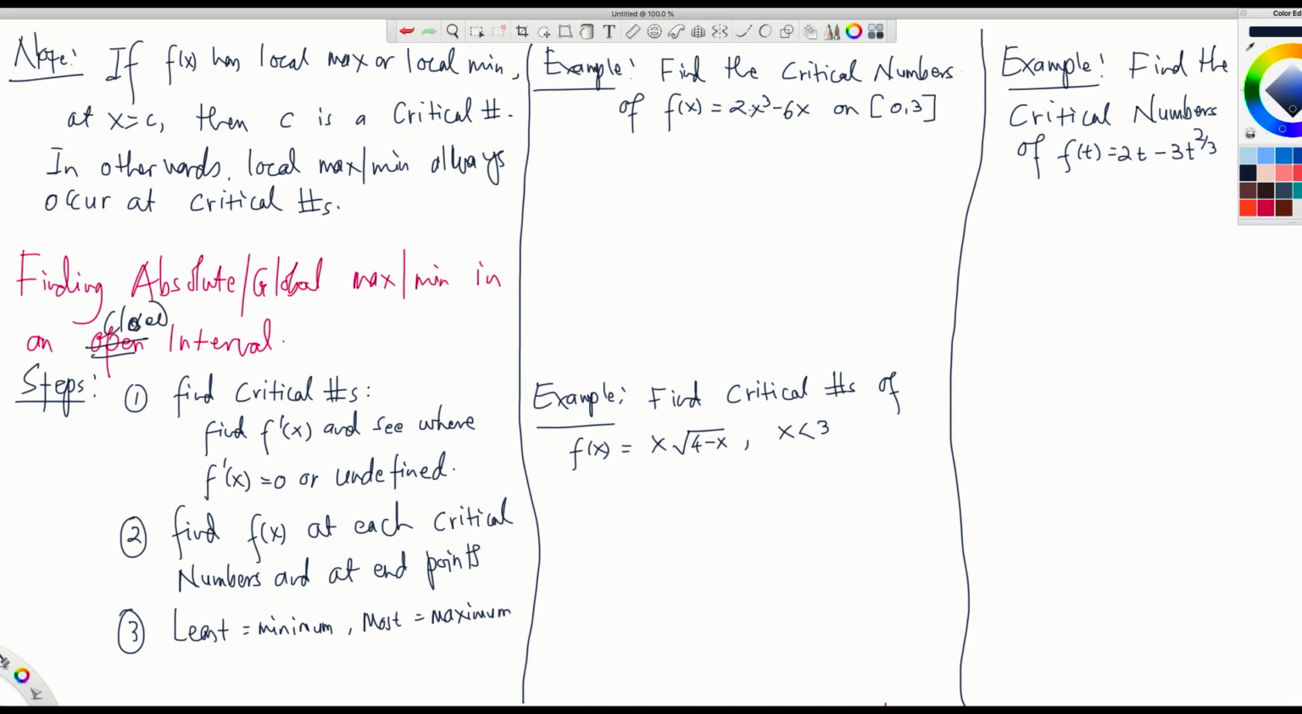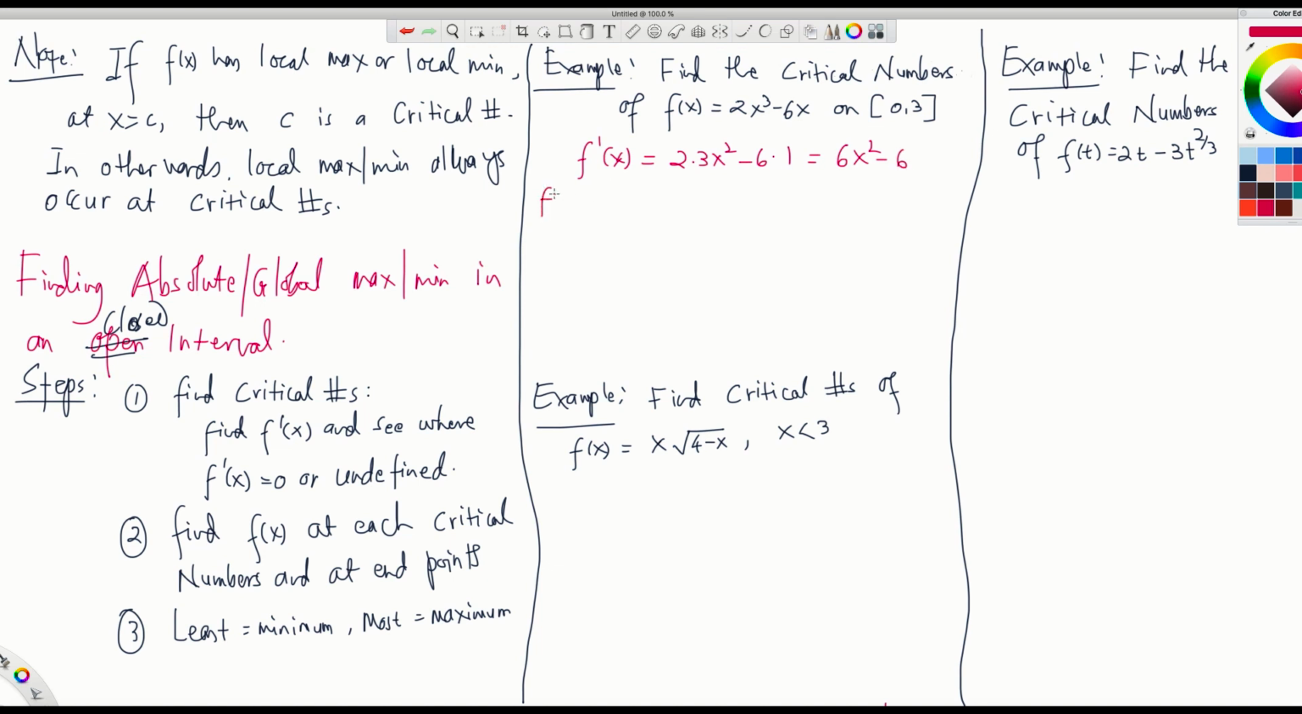Okay, let us look at this example. Find the critical numbers for f(x) equals 2x cubed minus 6x on the interval 0 to 3. How do I find that? The solution is to find f prime of x first. What is f prime of x? It is 2 times 3x squared minus 6 times 1. The derivative of x cubed is 3x squared, and the derivative of 6x is 6 times 1. So you get 6x squared minus 6.